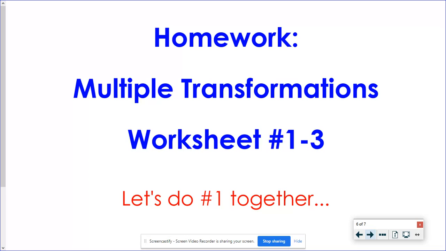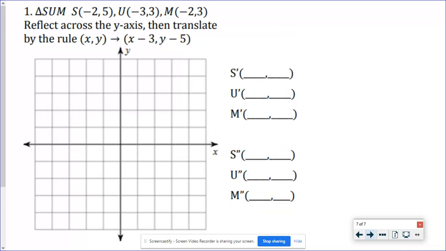Your worksheet that's in your packet today has 6 problems on it. Today, we're only asking you to do numbers 1, 2, and 3 because these transformations take longer. And in fact, if you'd like to stay with the video right now, I'm going to do number 1 with you. So really all you'll have left to do is just numbers 2 and 3 when we're all done here. So I've got triangle SUM. I want to reflect it across the y-axis and then translate it.